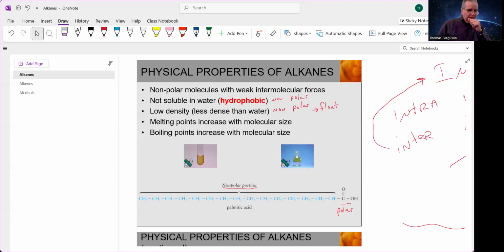Now, we're going to be talking about something called intermolecular forces. Intermolecular forces are the forces between molecules.